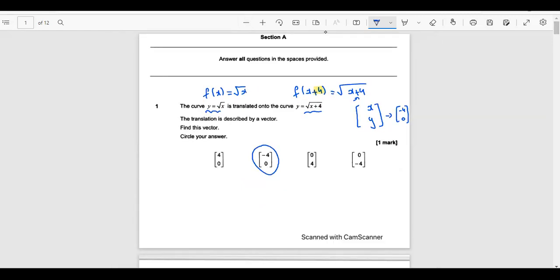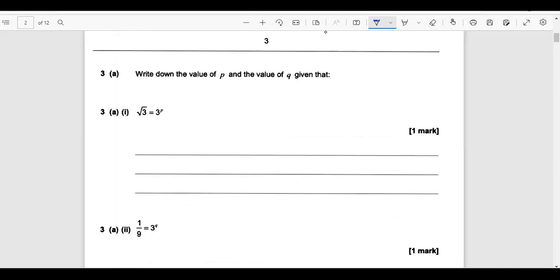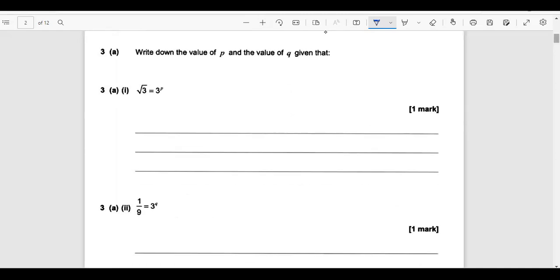So I just wanted to talk about this section as well. Every time I was just skipping this, but let's talk about the main questions now. Again, it's easy. It's also 1 mark questions. Now it says, write down the value of P and the value of Q given that.